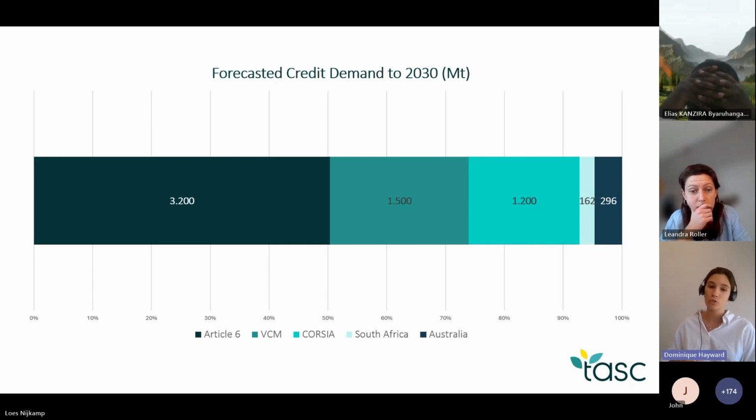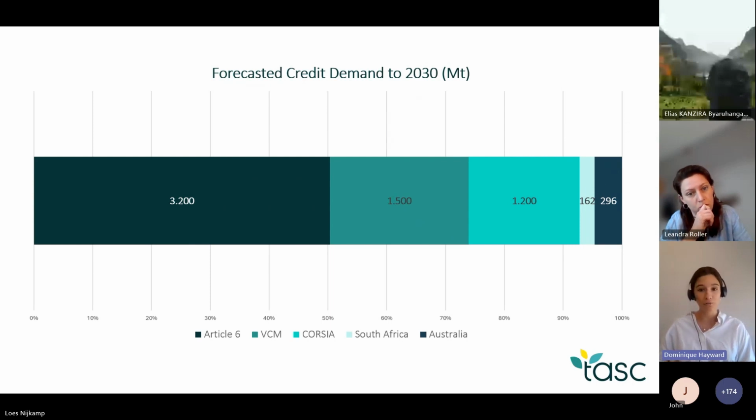Then we have demand from CORSIA, which is the carbon offsetting and reduction scheme for international aviation. And this is coming in at around 1,200 million tons. It's followed by the VCM, which sees demand growing to 1,500 million tons. And finally, we end with a whopper of demand at 3,200 million tons, and this is from Article 6 markets alone.